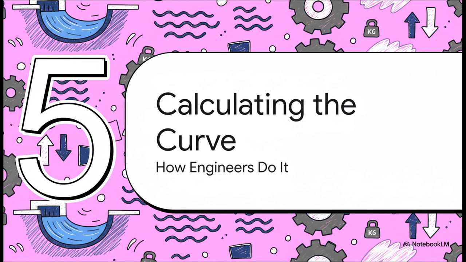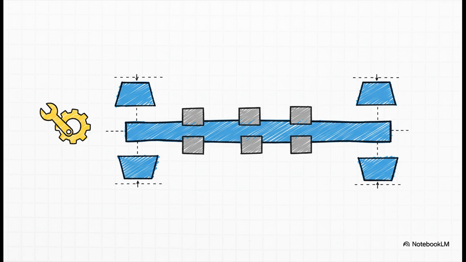Okay, this is all great in theory, but how do engineers actually calculate the exact shape of a curve that might be miles long? Well, they use a really practical step-by-step process called the direct step method. It's a fundamental tool in hydraulic engineering, and it's perfect for channels that have a nice, consistent shape.